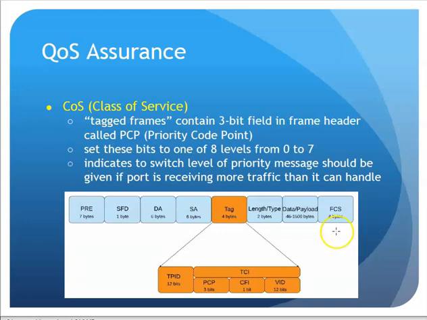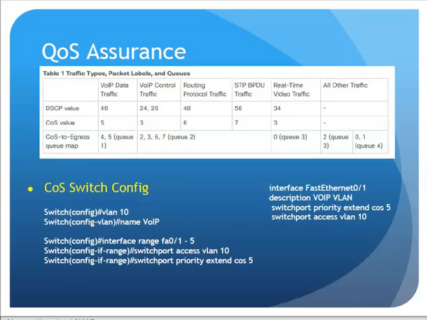So if I take a look at your tagged frames, here's your tagged frame here. It contains a 3-bit field in the frame header called the priority code point. You set these bits to one of 8 levels from 0 to 7. That indicates how the switch prioritizes these messages, if it needs to give priority versus something else that it's handling. And here can be a class of service. If I have these particular DSCP values, I can set a class of service value like so. And I can have this be basically more important than this.